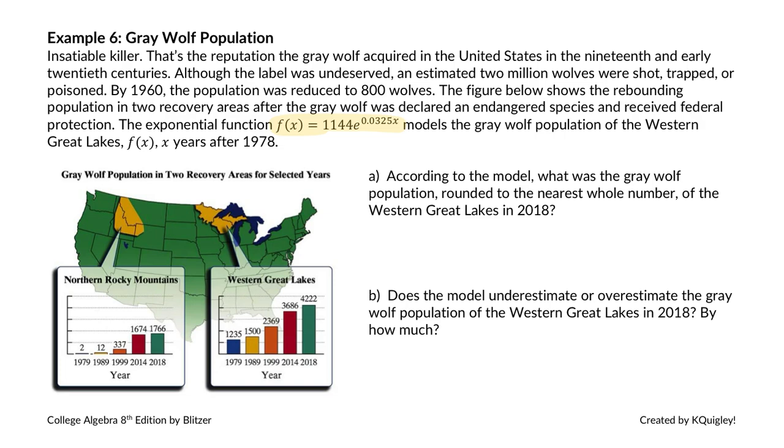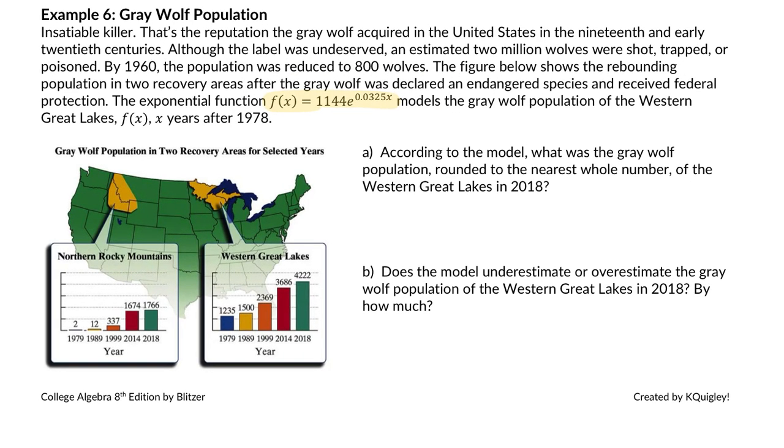Okay, we got a lot of information going on here, but some really cool application. Let's save some wolves. Part A says, according to the model, and just so you remember, the model is talking about this equation right here. That's the model of the function. What was the gray wolf population, rounded to the nearest whole number, of the western Great Lakes in 2018? Okay, first things first. If I want to figure out the number of gray wolves that are in 2018, what number am I going to plug in? It's not 2018.